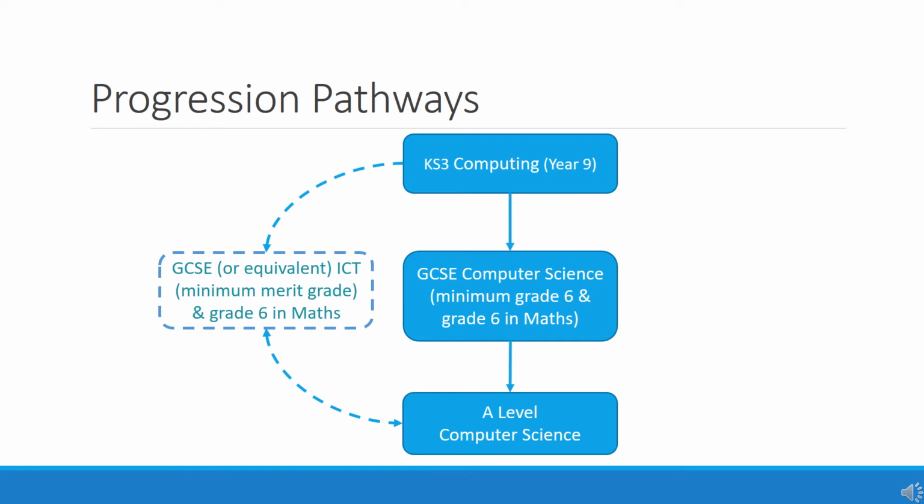There is an alternative pathway where perhaps students have studied computing at Key Stage 3 in Year 9, but have then perhaps gone on to do a different course for GCSE, perhaps a vocational course or one which focuses on ICT or media. If that's the case, then we'll be expecting a minimum grade of a merit for vocational courses, but we would still expect a grade 6 in maths.